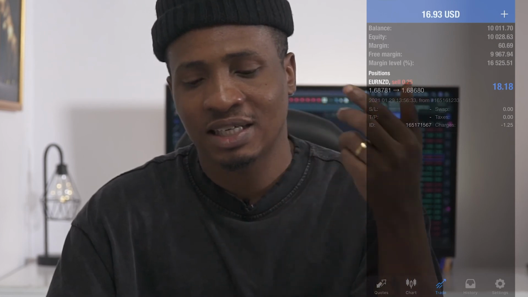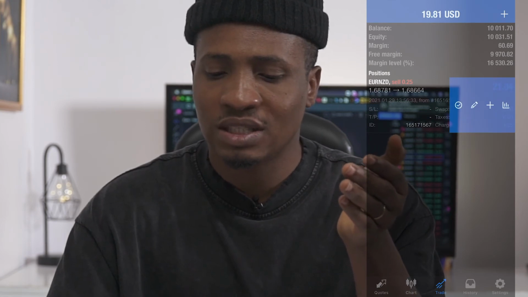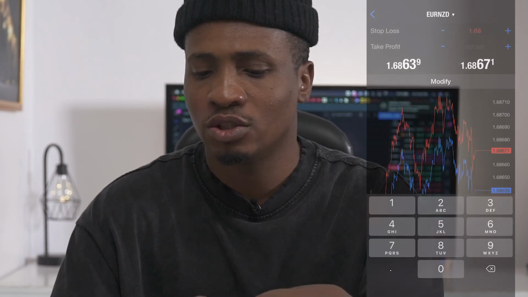Ideally, you can put it at the same exact 1.6878, but for me, I like adding one pip to it, so at least I don't end up having negative when I'm taken out of the trade. So now we are selling, and if we are to keep one pip profit, that would be 1.6877 instead of 1.6878. So let's just do that right now. I'll edit right now. You can see the pencil icon. I'll click on it. Then I'll put my stop loss to 1.6877. Done.